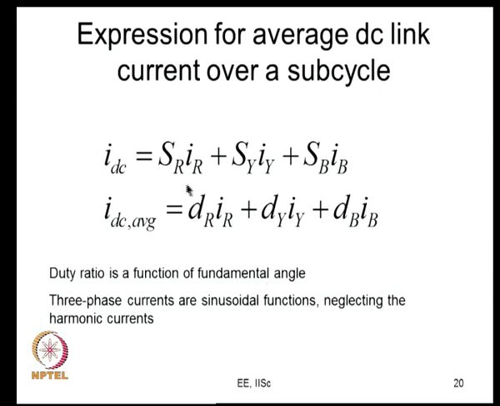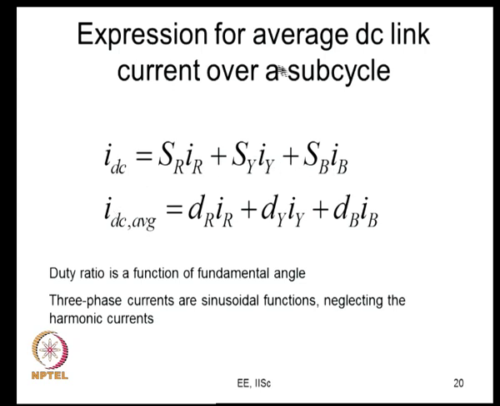This is an expression which I have said at least 100 times now. This is the instantaneous DC link current. All these are instantaneous quantities. As I mentioned before, in IR, IY, IB, we have neglected all the ripple or the harmonic components, and we are considering only the fundamental components. And SR, SY, SB are instantaneous switching functions. So, they are discontinuous. The moment it switches, 1 becomes 0 or 0 becomes 1. So, this is how it is going to be, and you get IDC. IDC will also be a discontinuous function of time, because SR, SY and SB are discontinuous functions of time. On the other hand, IR, IY, IB are continuous functions of time.